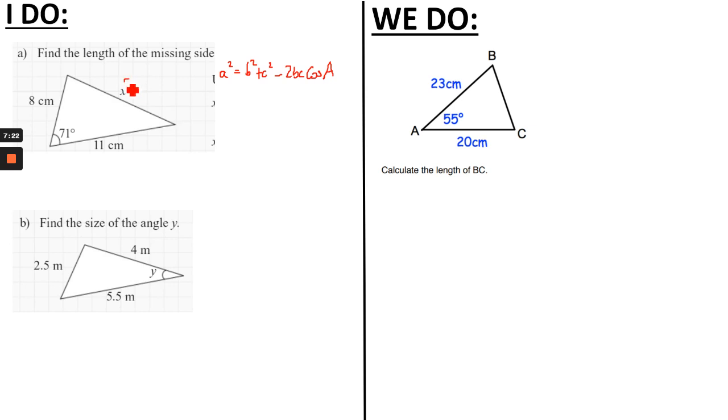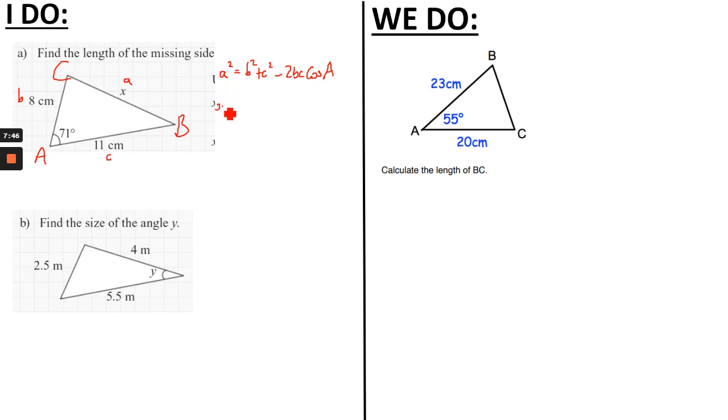So this length here needs to be little a. So that angle is going to be big A. And then it doesn't matter which one's B and C. So let's call this angle capital B, so this length little b, that one capital C, this one little c. The key is that A needs to be the length or the angle that you're trying to work out. Once you've labelled it up correctly, you can just substitute your values in.